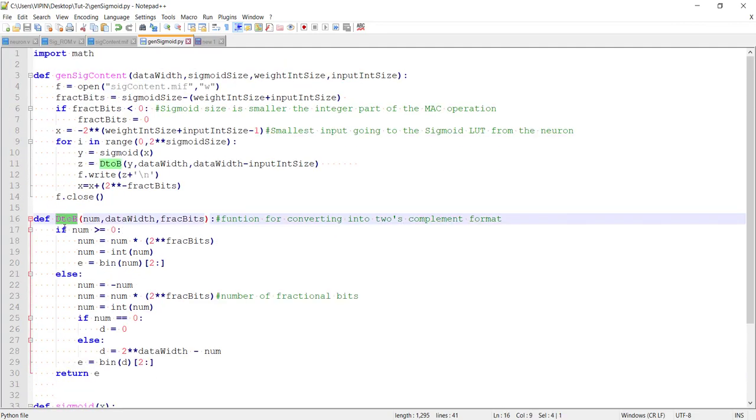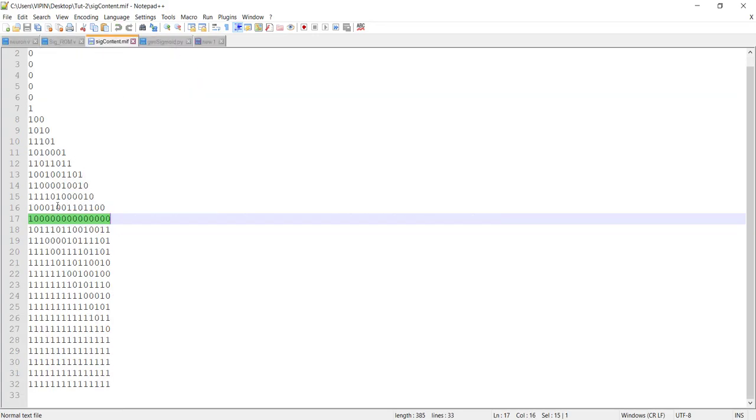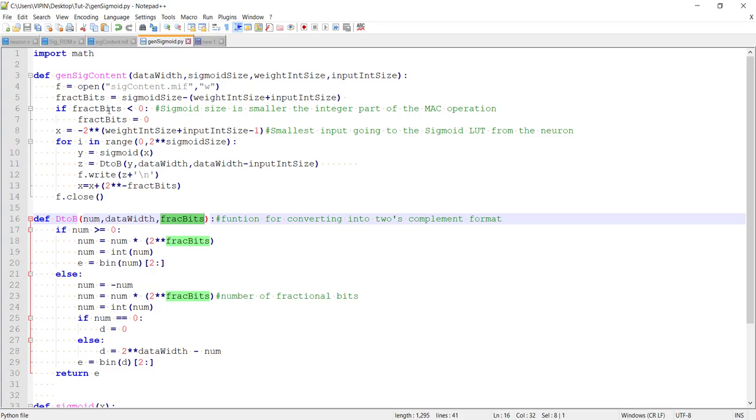This function is for converting decimal to binary, even for fractional numbers. You just have to give the number for conversion, say what the total data width is, and say how many bits in the total data width represent the fractional part. This will convert it into binary format, and that is what is stored here. And this is where we calculate, for the data coming into sigmoid, how many bits represent the integer part and how many bits represent the fractional part.